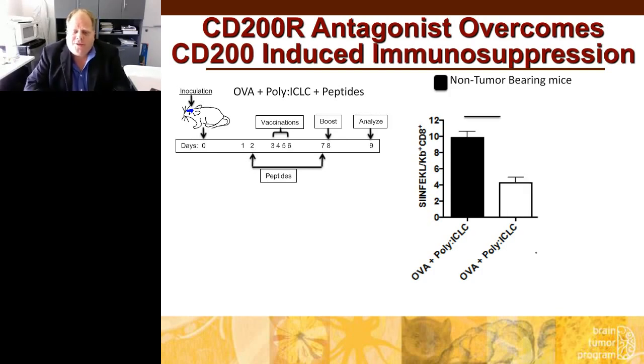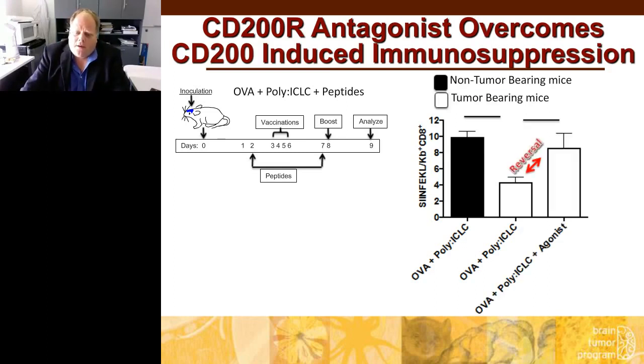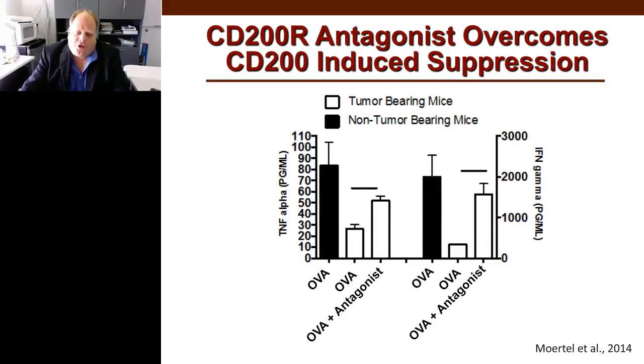If you just use tumor bearing mice and give it OVA, you lose that ability to expand. You get an immunosuppressive effect in the draining lymph nodes or the cervical lymph nodes of the mouse. However, if you give it our antagonist, I apologize, you get a complete reversal, or you get this expansion. And we also showed that functionally you can overcome the immune suppression, the immunosuppressive effect of what we're thinking is soluble CD200.